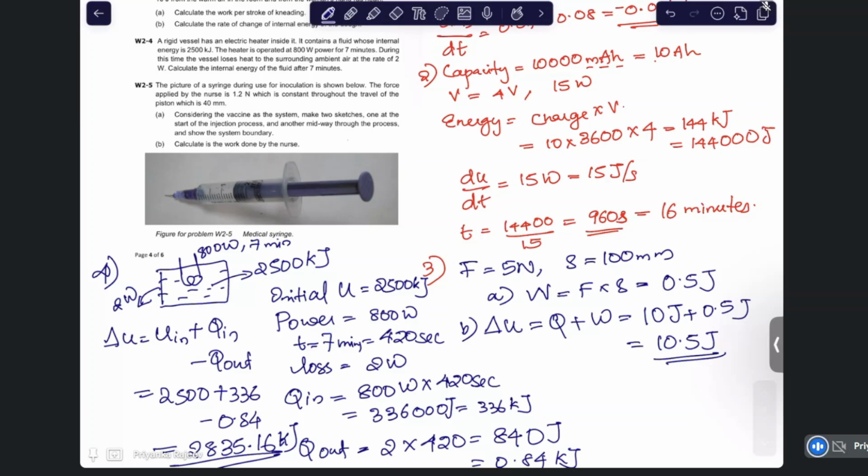Considering the vaccine as a system, make two sketches, one of the start of the injection process and another midway through the process, and show the system boundary. Calculate the work done by nurse.